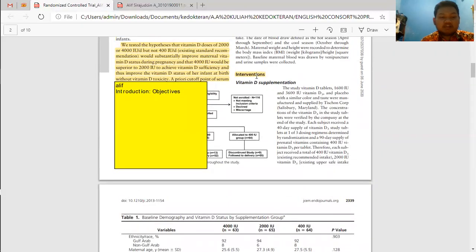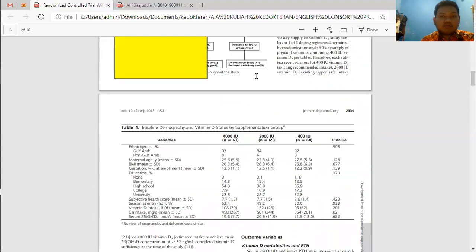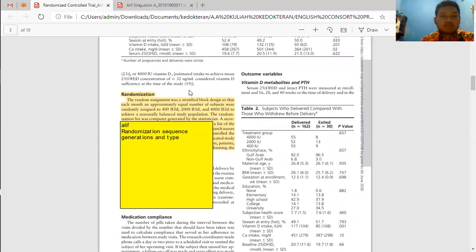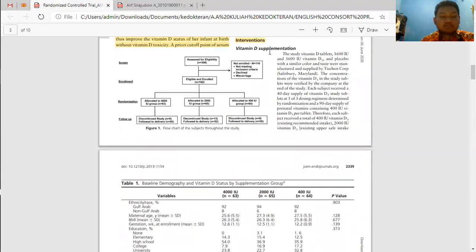And then the intervention. Intervention is a part of the topics in the methods. So interventions are the interventions of each group, with sufficient detail to allow replication, including how and when they were actually administered.